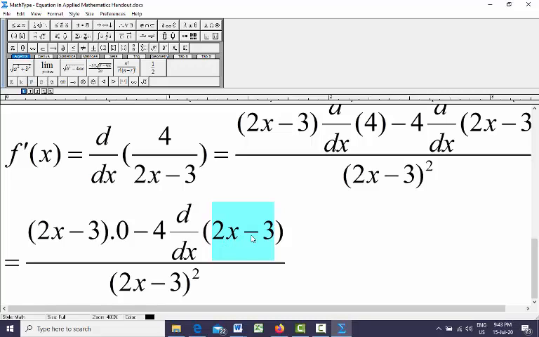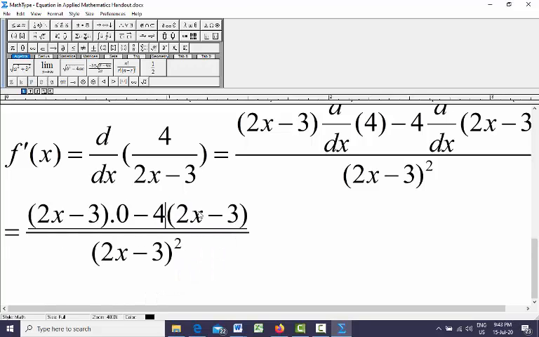Now there is a minus, so you need to do differentiation separately. First you need to do differentiation of this one. If you do differentiation of this one, you get only 2. If you do differentiation of this 3, since it doesn't have any variable, we get 0. So you get only 2 here, and only 0 here.